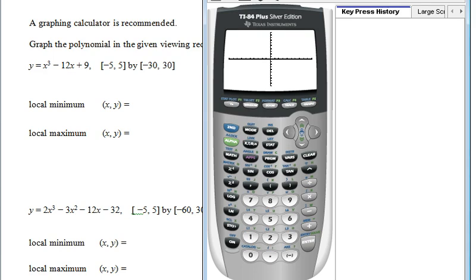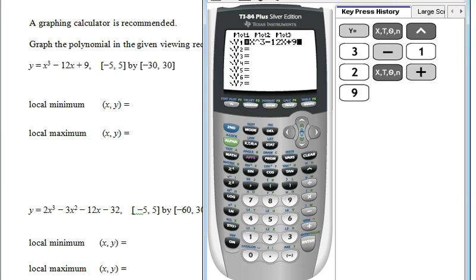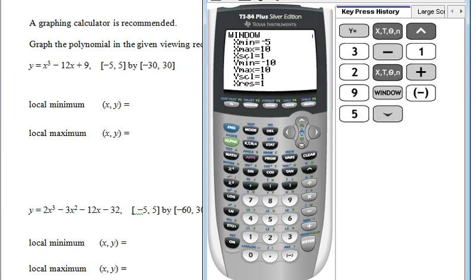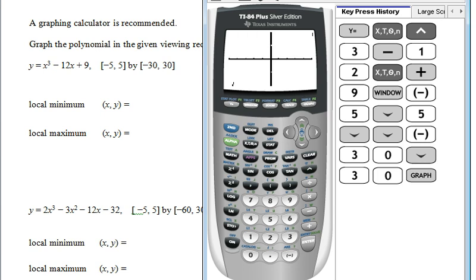So we go to the y equals screen in the graphing calculator and we enter x cubed minus 12x plus 9. We then go to the window. We enter negative 5 for x min, 5 for x max. Use the down arrow to go down to y min, where we enter negative 30. Y max will be 30. Now we can press graph.